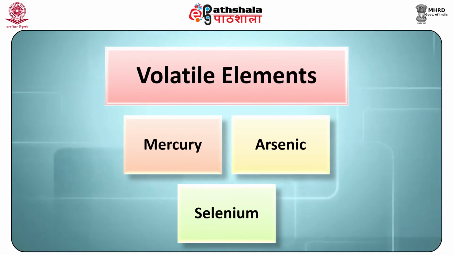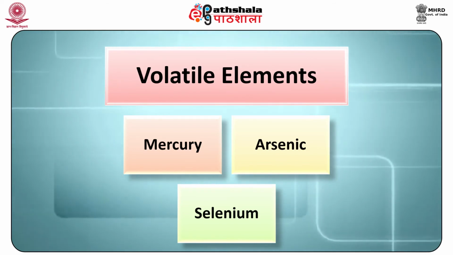Mercury, arsenic and selenium are considered volatile elements and some care must be taken in their analysis, especially in the case of mercury. EDXRF in conjunction with the fundamental parameters software is an excellent method for rapid screening of mercury contaminated soil.